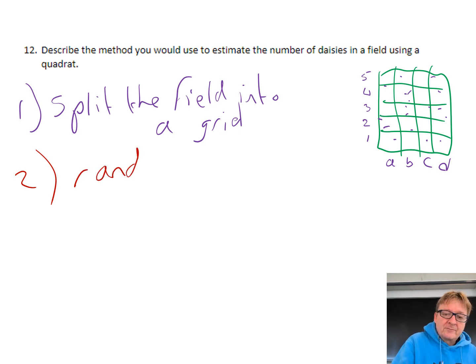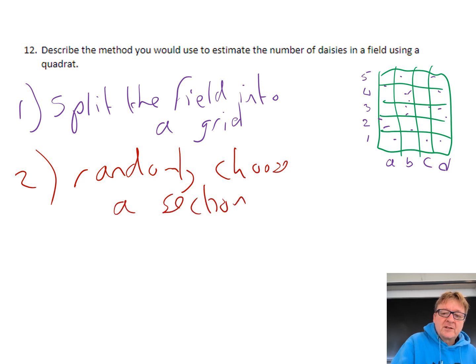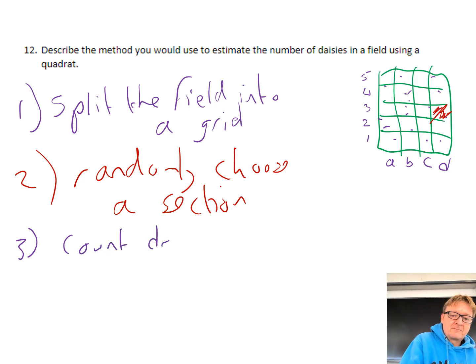Random choose a section. Okay, you can use a random number generator or pull pieces of paper out. So if I've then got 3D, I would then go to 3D and I would count the number of daisies in that quadrat there. Number 3 is, well, I just said it, count the daisies in that section.